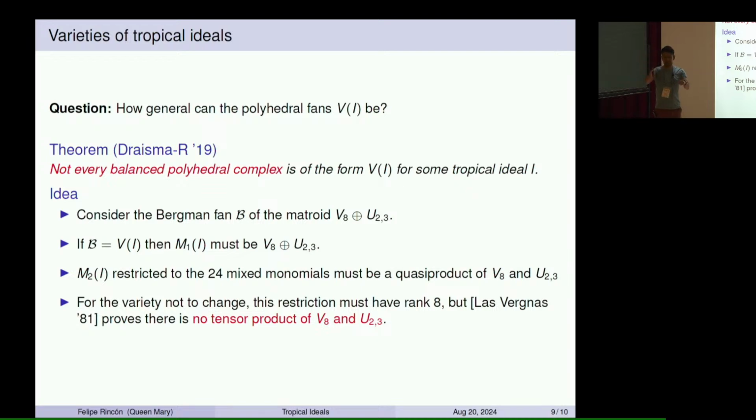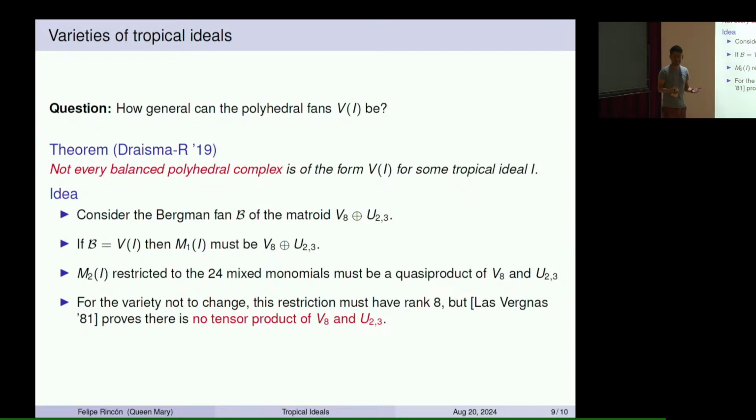And whenever you restrict to one column, you should always get the U2,3 matroid. Whenever you restrict to a row, you should get the Vamos matroid. So it should be a matroid on 24 elements that restricted to rows is always U2,3, and restricted to columns, the other way around, is the Vamos matroid. But it needs to have rank 8 if you don't want to destroy the variety, if you don't want to impose too many conditions for the variety to still be this fan.